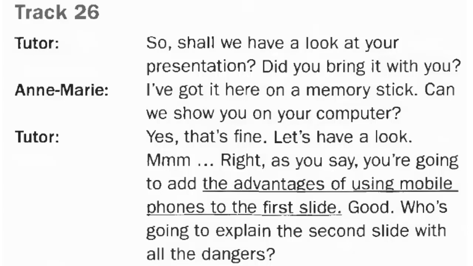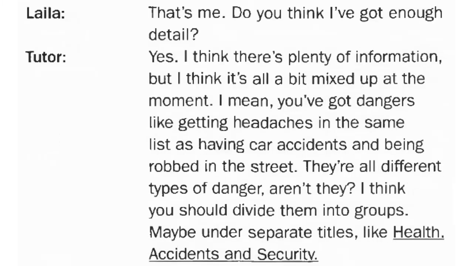So, shall we have a look at your presentation? Did you bring it with you? I've got it here on a memory stick. Can we show you on your computer? Yes, that's fine. Let's have a look. Right. As you say, you're going to add the advantages of using mobile phones to the first slide. Good. Who's going to explain the second slide with all the dangers? That's me. Do you think I've got enough detail?